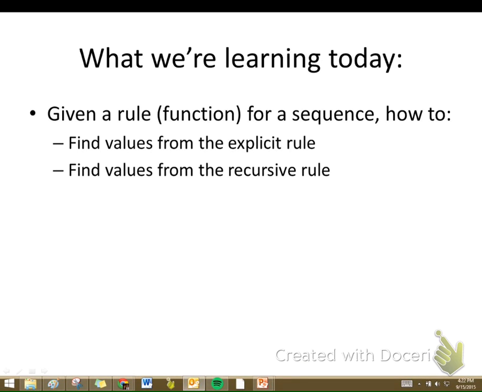Okay, in this video we're going to learn how to, when given a function rule for a sequence, find values of that sequence using the explicit rule and using the recursive rule. And we're actually going to talk about what each of those two terms actually means.